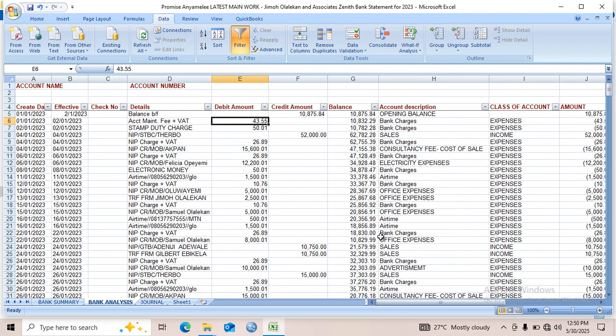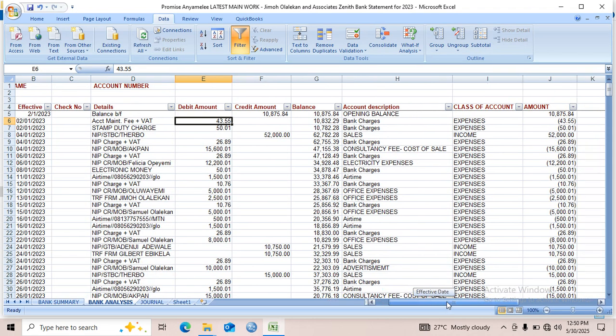So after you've gotten the bank statement from the business owner in Excel format, the first thing you need to do is start analyzing the bank statement. And in order to do that, we need to first of all create account description.